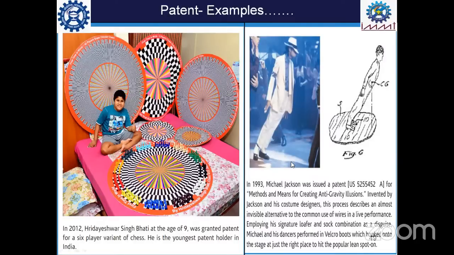And see the world famous Michael Jackson. He himself has got a patent. Here is the patent: methods and means for creating anti-gravity illusions. And because of his patent, no other could copy or replicate. And if someone does, he used to get the penalties. So he also could get more money through penalties apart from royalties. That is the power of IP.